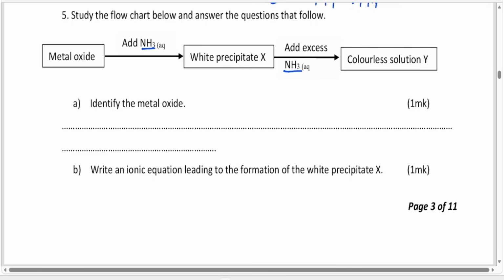As I said before, if I see a colorless solution by adding excess ammonia, automatically there is presence of zinc ions. It is only zinc that can dissolve in excess ammonia to give us a colorless solution. The other one is only copper, and copper gives us a deep blue solution. And if the cation present in this solution was zinc ions, then I can trace the oxide, and the oxide becomes zinc oxide.